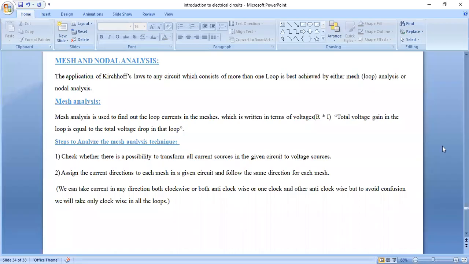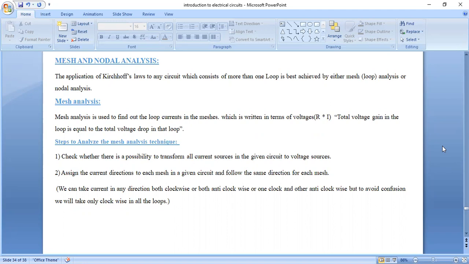Mesh and nodal analysis. Mesh and nodal analysis are two important techniques used in network analysis to find different branch currents and node voltages. The suitability of each analysis mainly depends on the number of sources present in a given circuit. If a given circuit has more voltage sources, it is suitable for mesh analysis. If it has more current sources, it is suitable for nodal analysis.